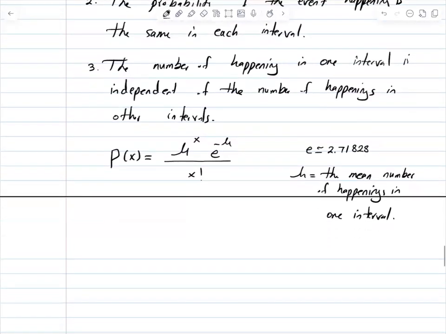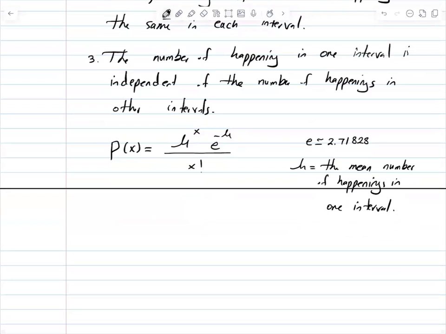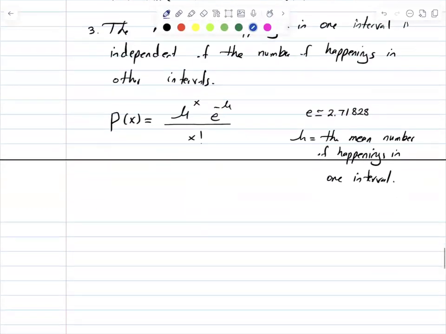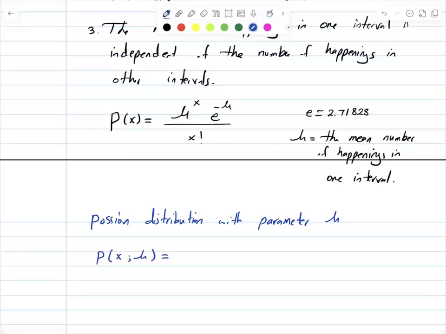We can also use parameter notation and write it this way. Just a quick note for you. Poisson distribution with parameter mu can be represented this way: P of x colon mu, which is e to power negative mu multiplied by mu to power x divided by x factorial. And remember that x takes on values 0, 1, 2, 3, and so on.